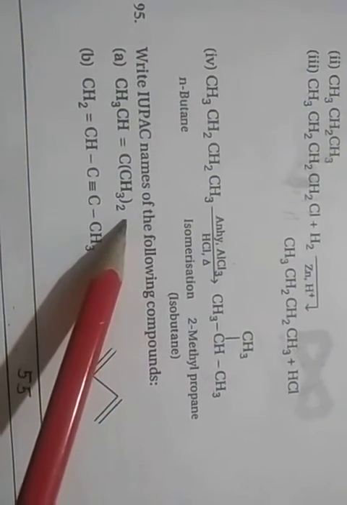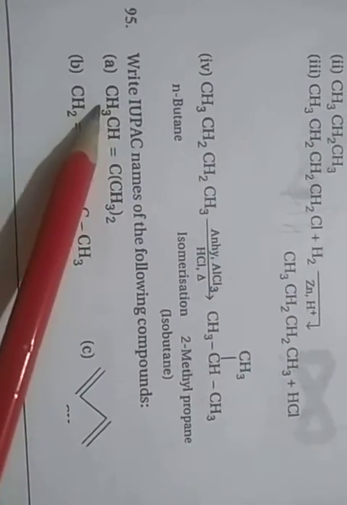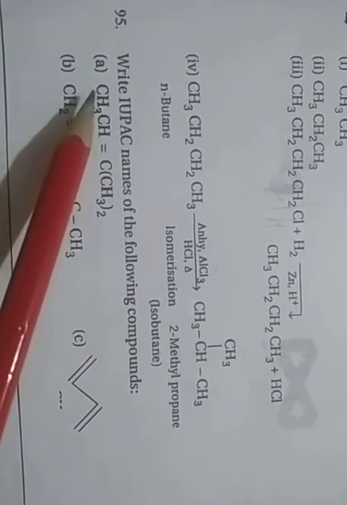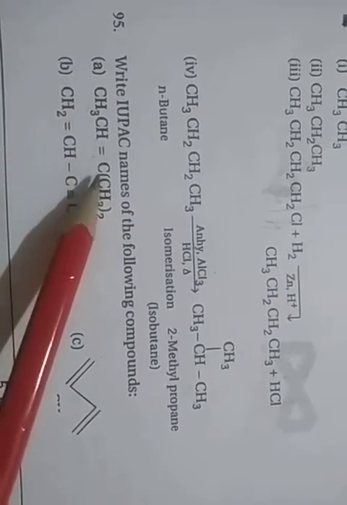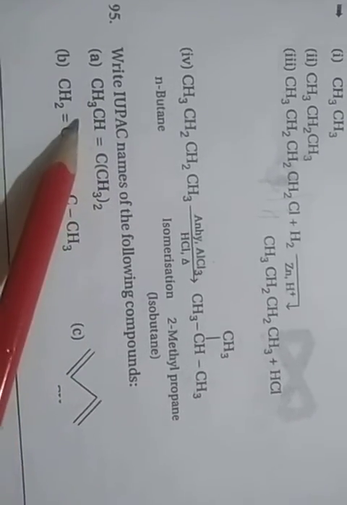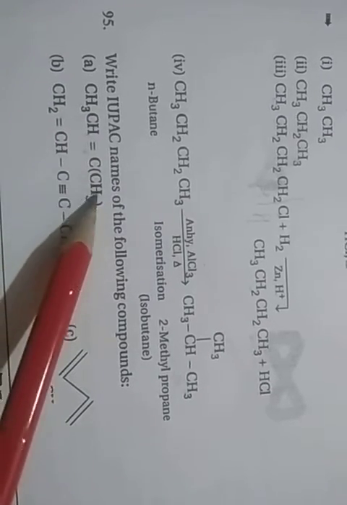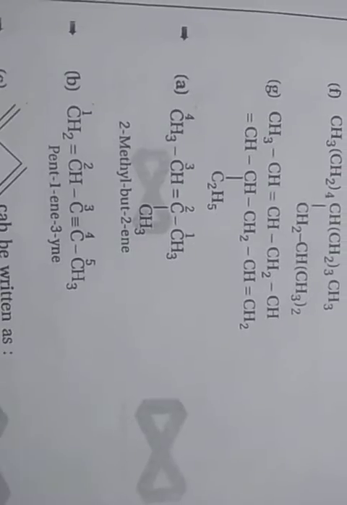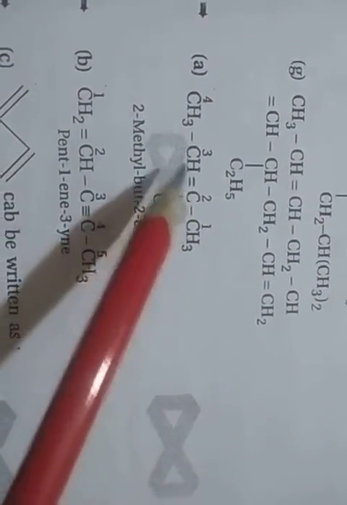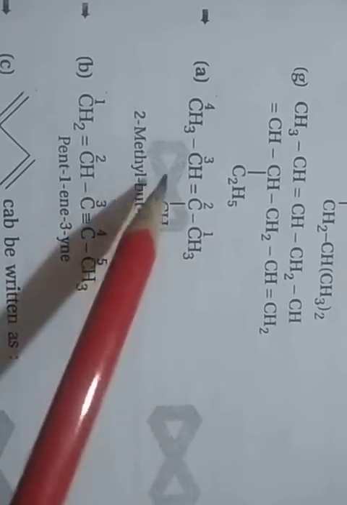write the IUPAC name of the following compounds. So CH3CH double bond C(CH3) whole 2. CH3CH double bond C(CH3) whole 2. So first we open the chain. Here a single CH3CH double bond C, but here CH3 whole 2. So first open the structure, open CH3, and then for the nomenclature first select the longest chain.